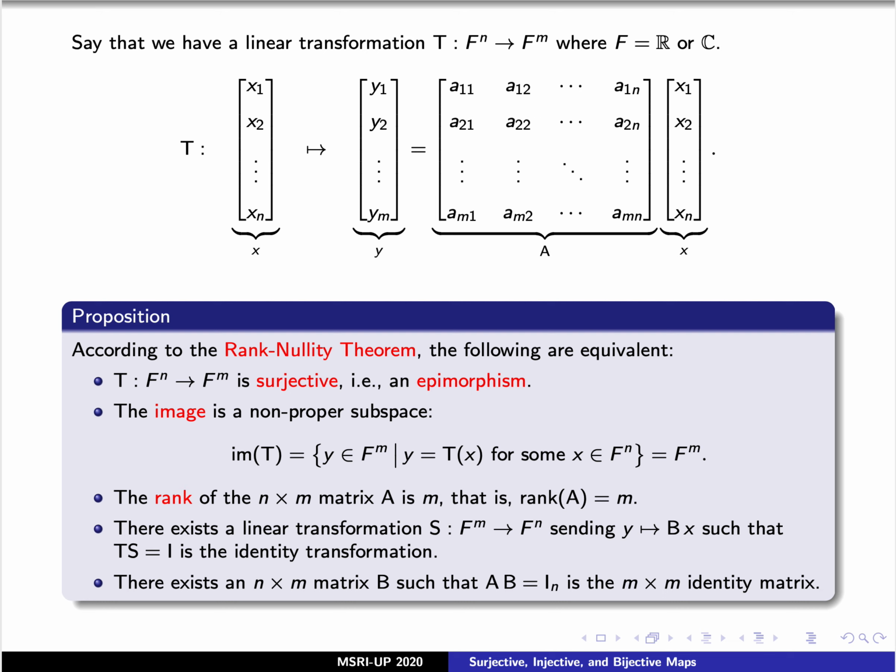This is equivalent to saying that there's a linear transformation S such that T composed with S, notice how the order is different from the last theorem, is the identity transformation. And this is equivalent to saying there should be a matrix B such that A times B, again you'll notice the order is changed, is the identity matrix. In this case, B would be a right inverse for the matrix A.